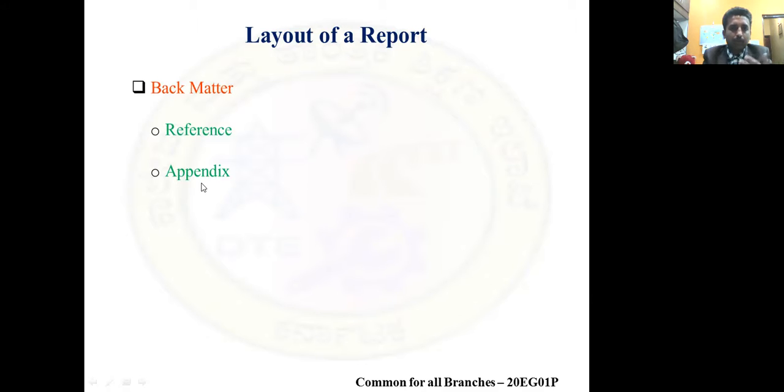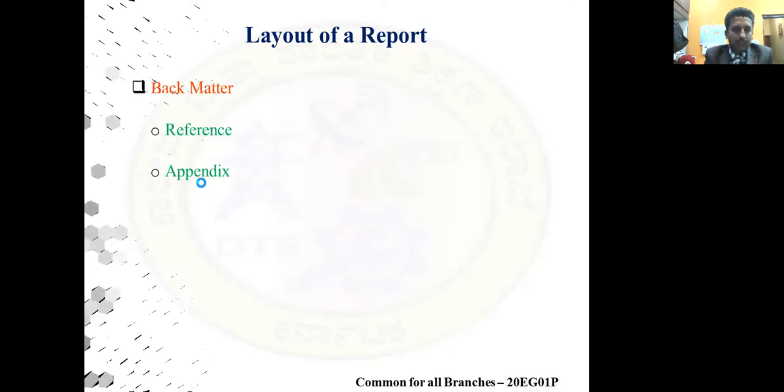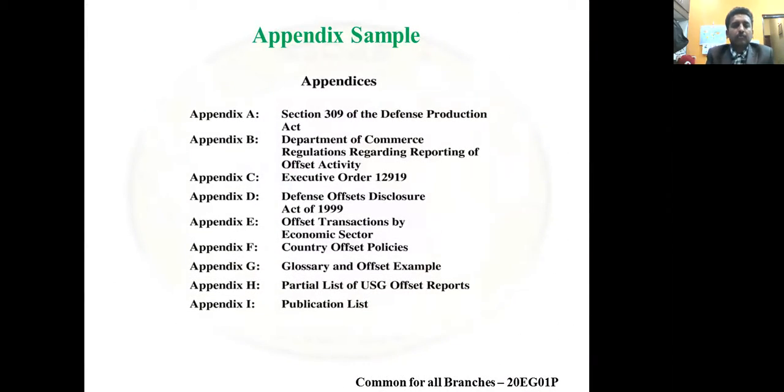I have a sample appendices for you. Let us see. So here it is alphabetically given. If you want, you can give in numbers also. Appendix 1, appendix 2, 3, like that you can give the number.